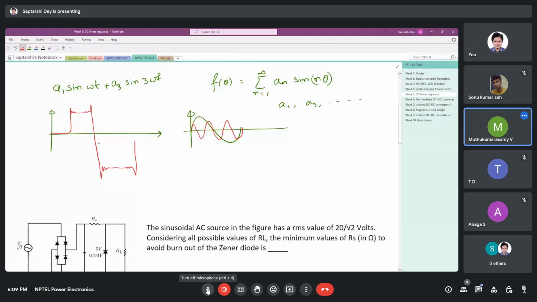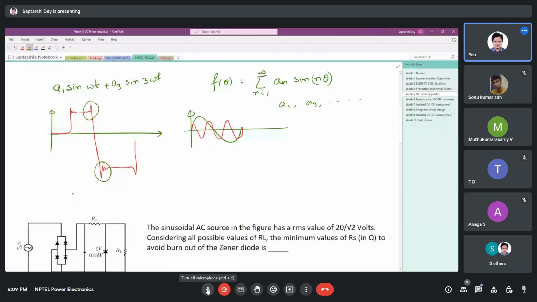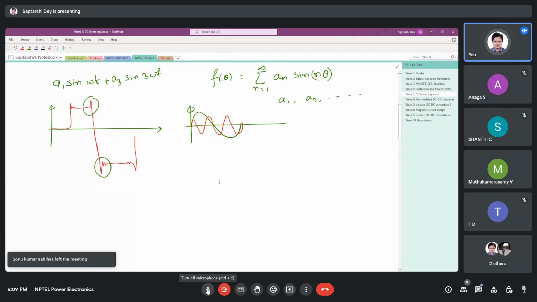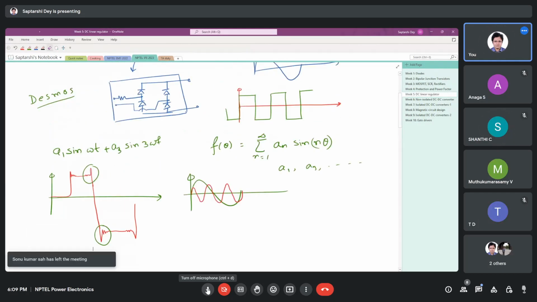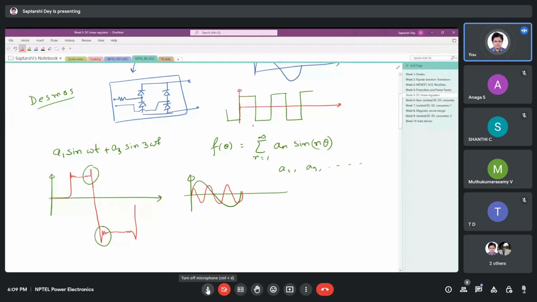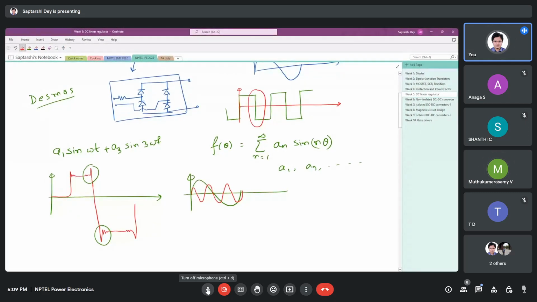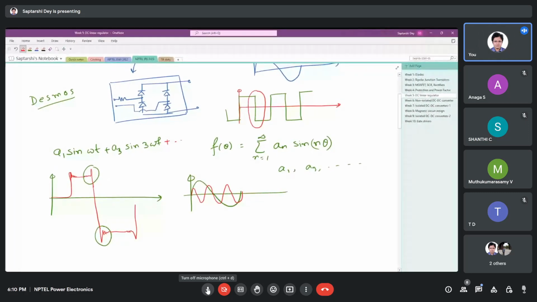So why are these things appearing? That is because you have not yet added enough high frequency components to it. Since you have not added enough high frequency components, this kind of abrupt change it is not able to realize, because abrupt change always means high frequency component. So the more you keep adding frequency, these edges and peaks will start reducing, and they will become more and more like a square.